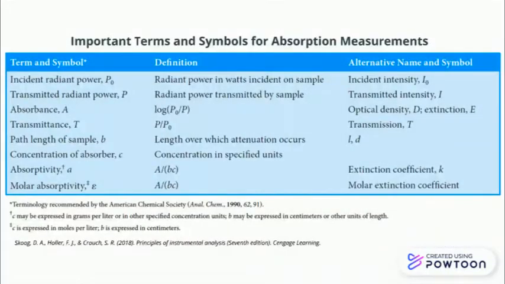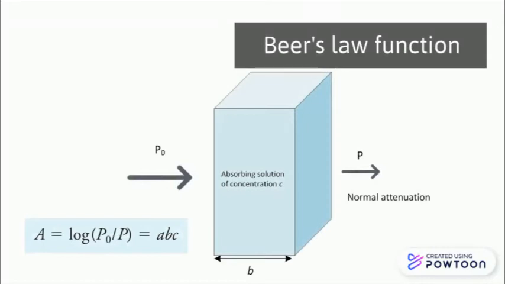Before we start explaining the fundamentals of Beer's law, please take a minute to review some of the symbols and concepts around it, which are summarized in the following table. Beer's law tells us quantitatively how the amount of attenuation depends on the concentration of the absorbing molecules and the path length over which absorption occurs.